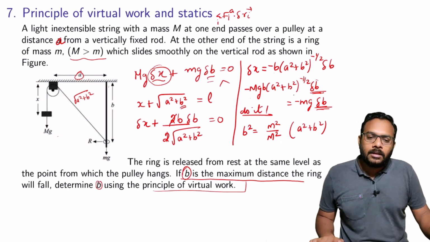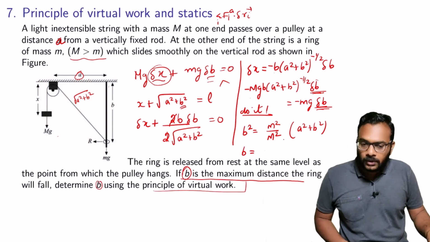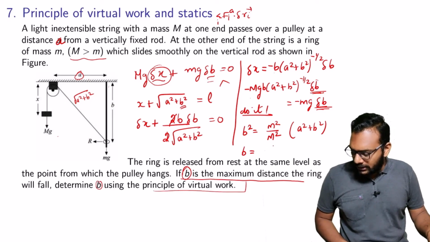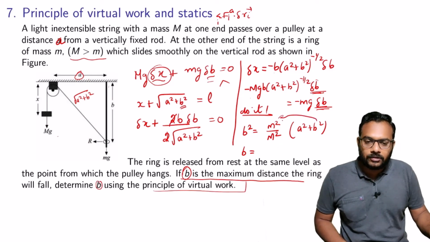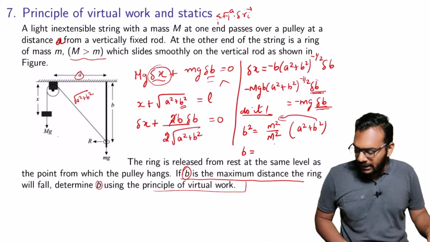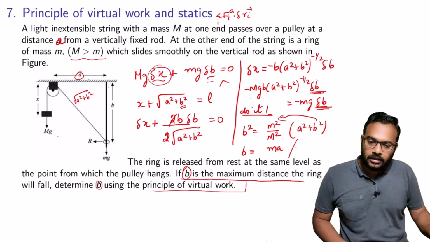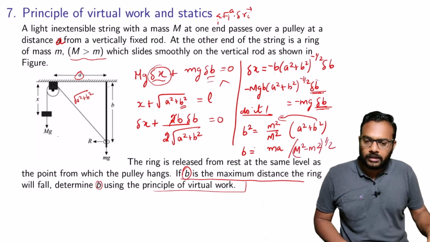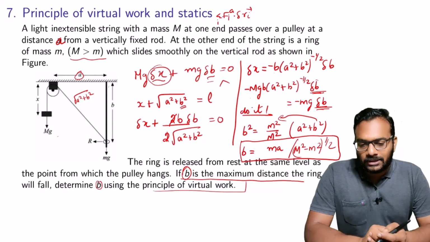So that's that. So b will be equal to, you can just solve this, and since there's a b here also, you have to bring it together and rearrange it a little bit. The final result, I'll give you the final result, it's ma divided by (m square minus m square) whole raised to 1 by 2. That would be the final answer. If I have made any mistake, you can just check that.